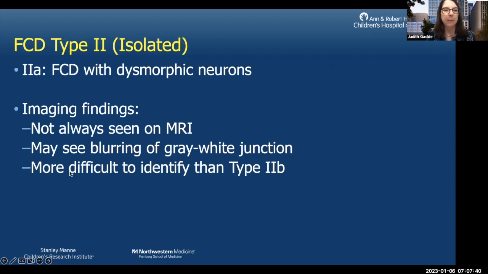And then type 2. So there's type 2A and type 2B. Type 2A is just focal cortical dysplasia with dysmorphic neurons. This is often going to be more difficult to identify on imaging compared to type 2B, which we'll go over. But again, some of the things to look for would be blurring of that gray-white matter junction.